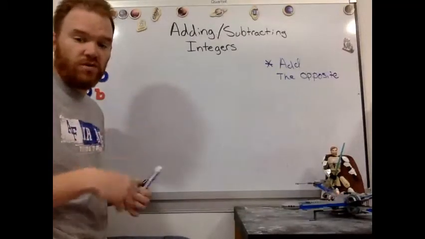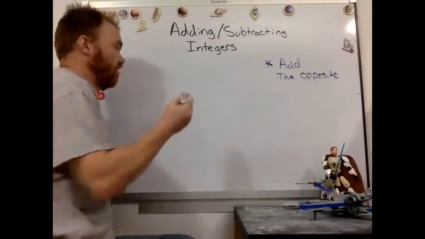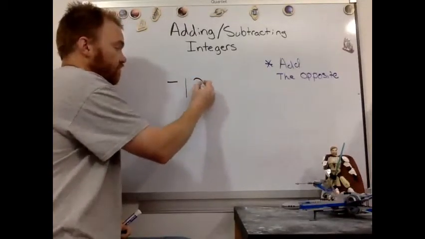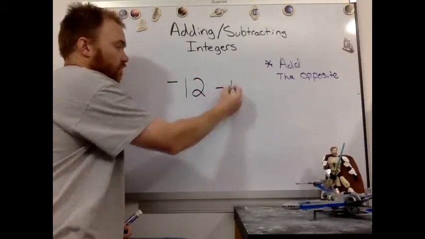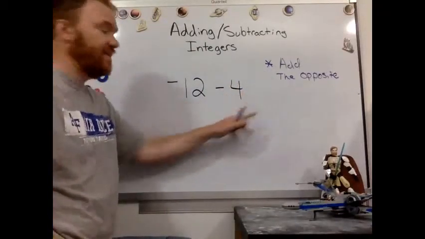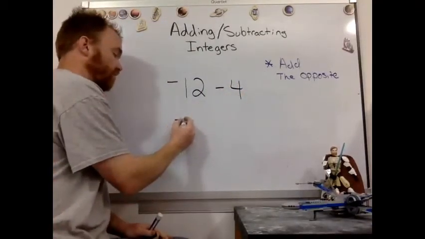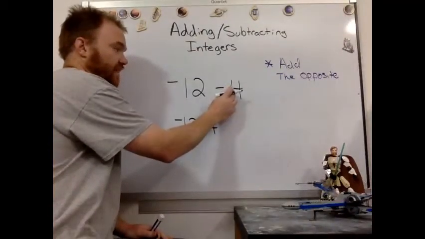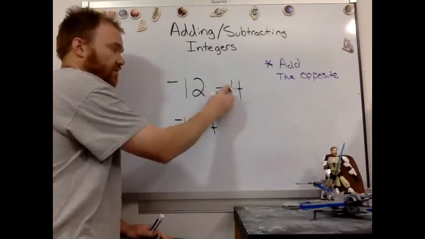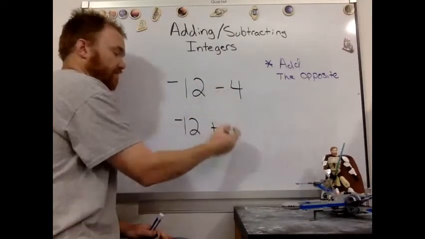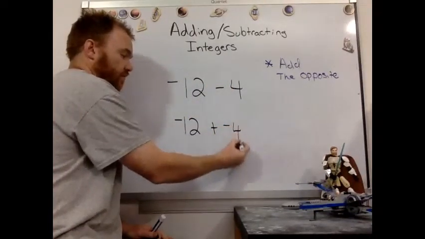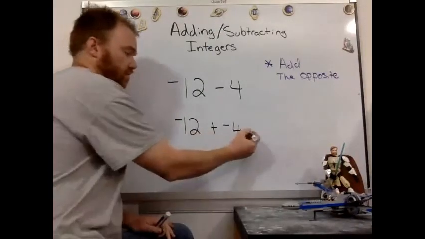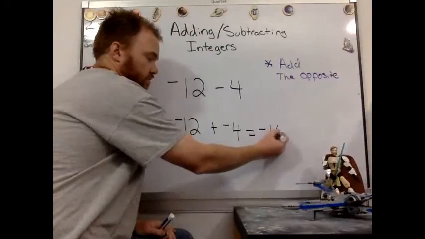I'm going to do one more example. All right. So if we have something like negative 12 minus 4. Again, it's add the opposite. So I'm going to keep my negative 12, and I'm going to add the opposite. The opposite of positive 4 is negative 4. Okay, negative 12 plus negative 4, negative 16.